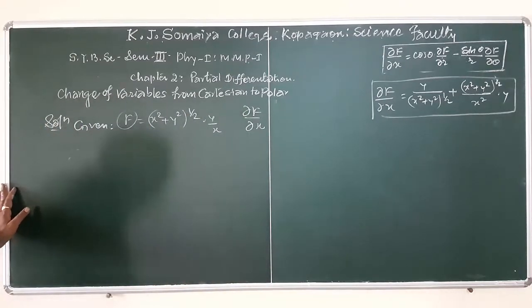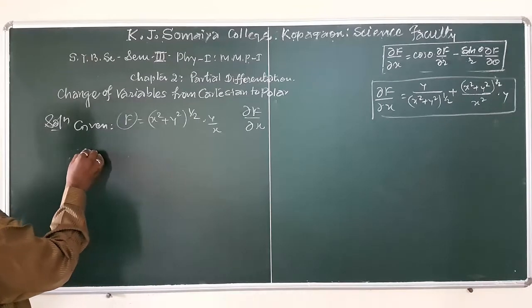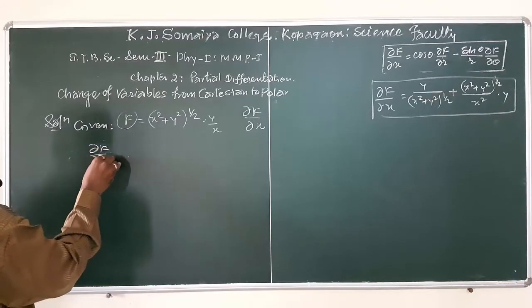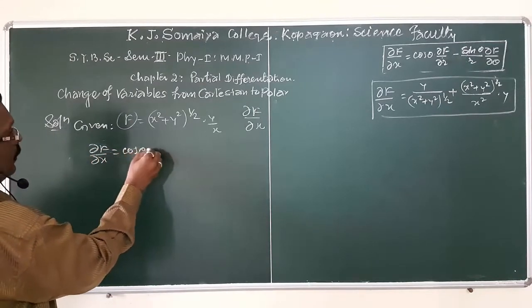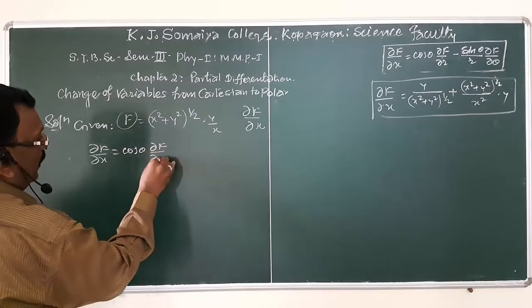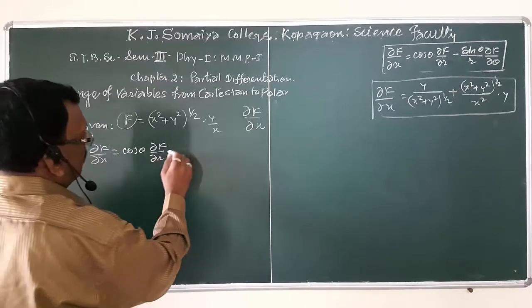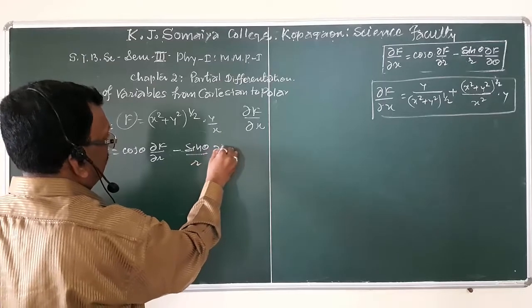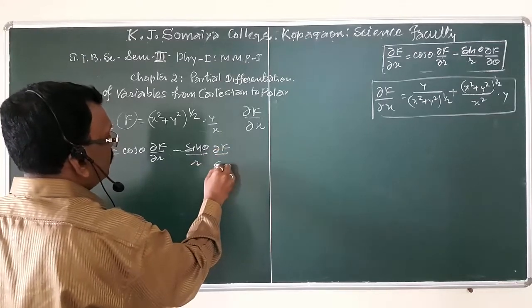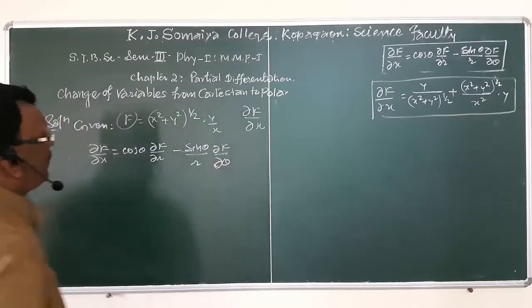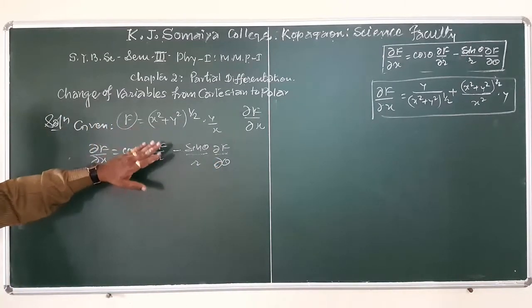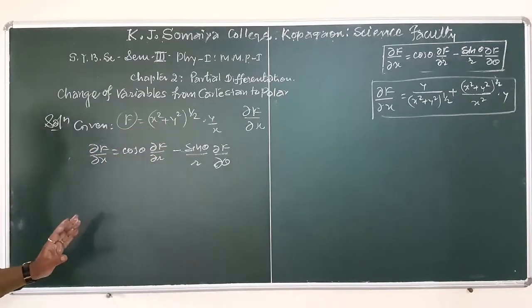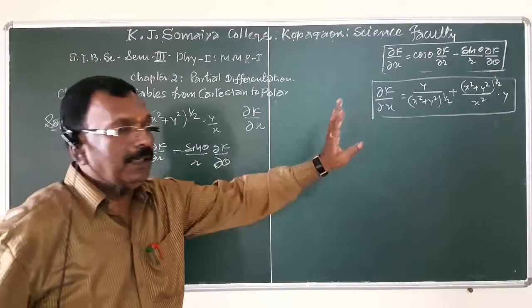Again, the chain rule is del f by del x is equal to cos theta del f by del r minus sin theta upon r del f by del theta. Okay. Now we have to put the value of this here into this equation and solve, so that we can obtain this relation, the same result.